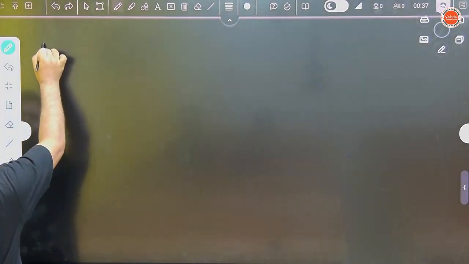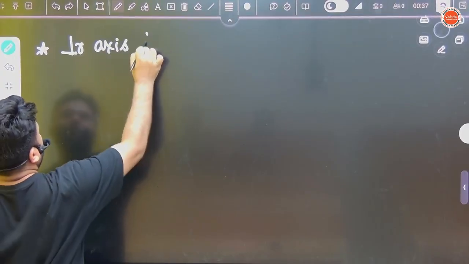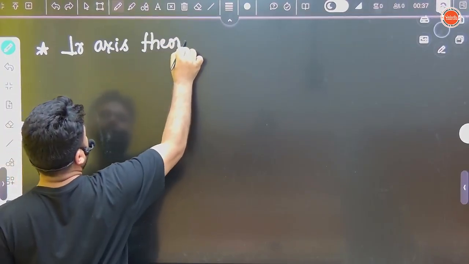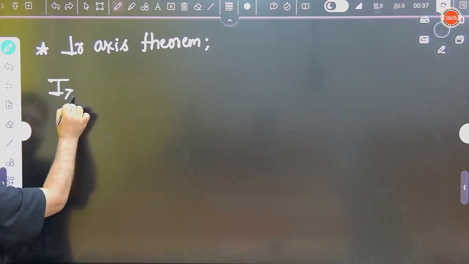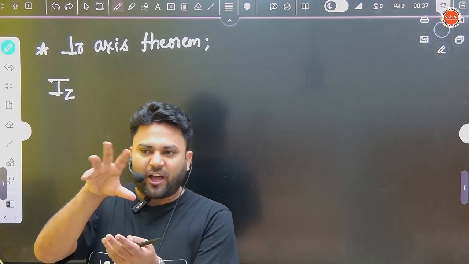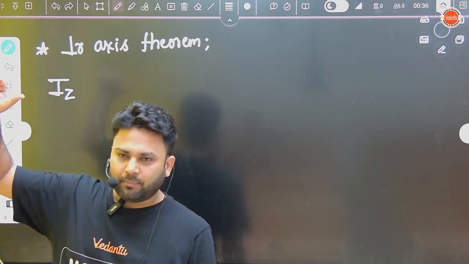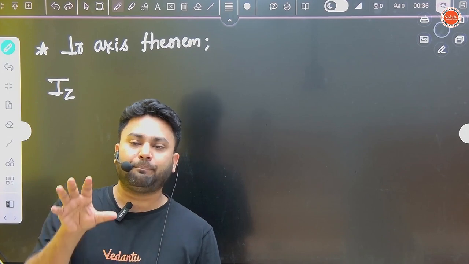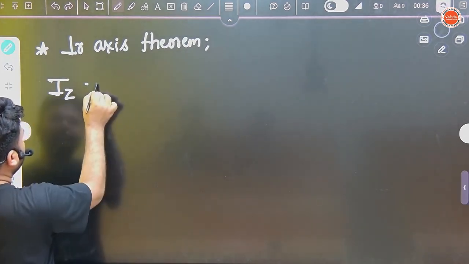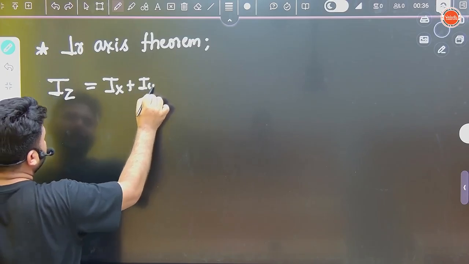Next is perpendicular axis theorem. What is perpendicular axis theorem? It says that moment of inertia about z axis. What is z axis? Like suppose the object is kept in a plane. Suppose here I have kept the object. The axis which is perpendicular to the plane of the object, that we are calling z axis, is equal to moment of inertia about x axis plus moment of inertia about y axis.